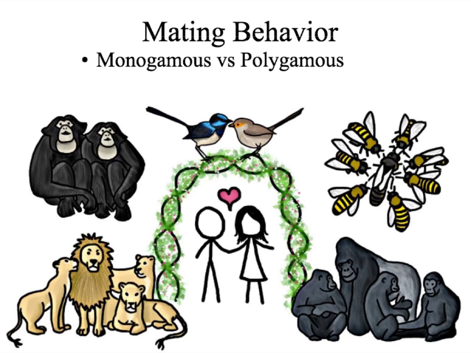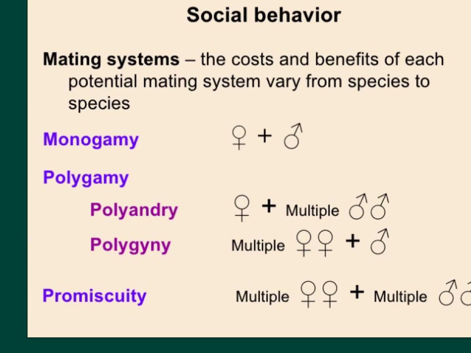So mating behaviors, we have different tendencies to either be monogamous or polygamous. We can see that it is different with different species, based on the needs in rearing their offspring. This is referred to as social behavior. So we have mating systems. Again, the costs and benefits of each potential mating system vary from species to species. We have monogamy, where there is just one male and one female. In humans, that works the best since a human offspring requires a lot of parental care.